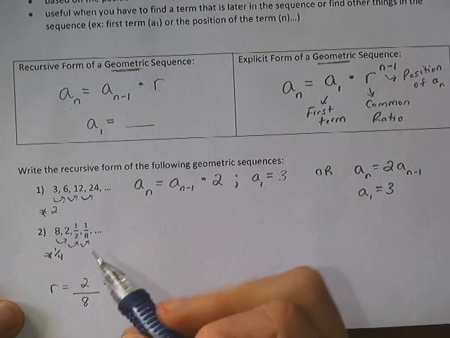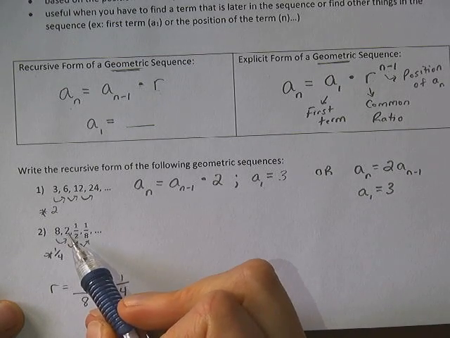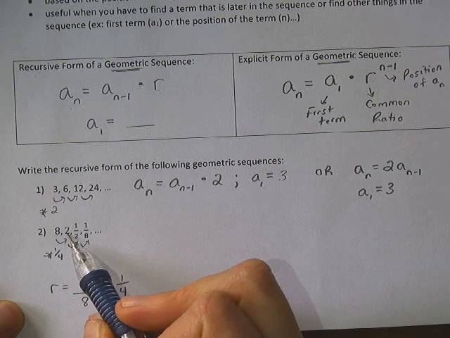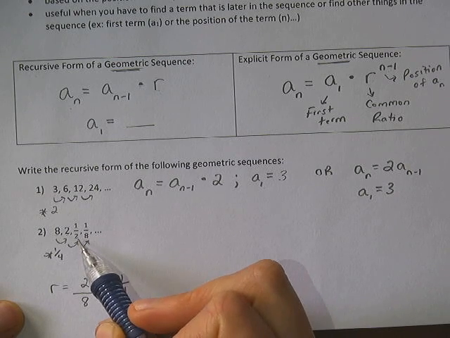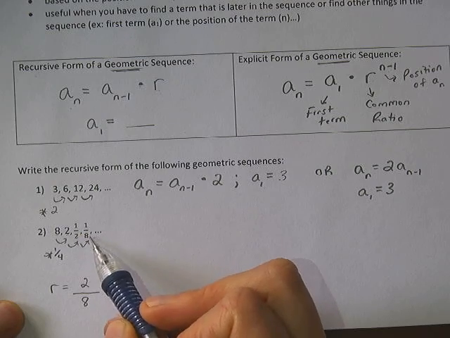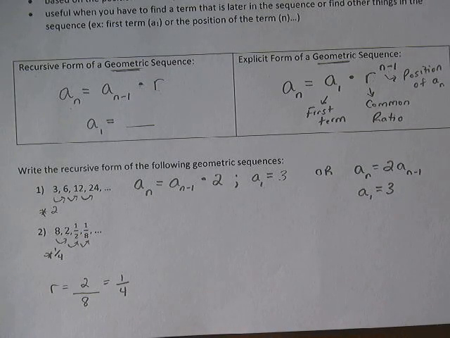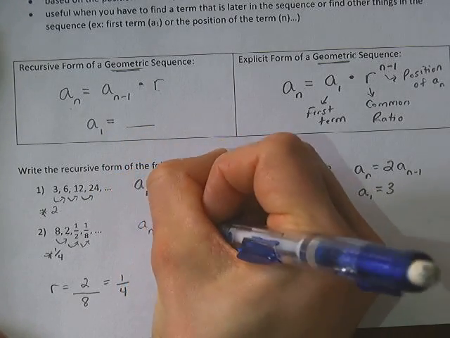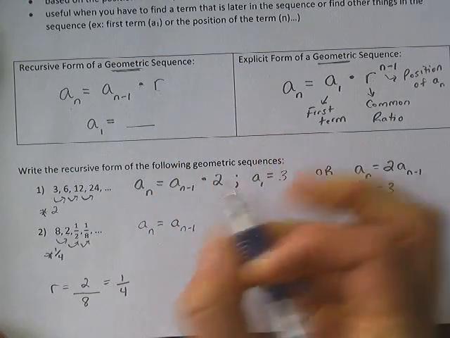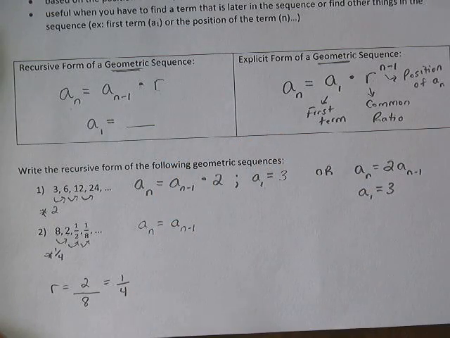And so if I check it, 8 times 1/4 gives me 2. 2 times 1/4 gives me 1/2. And then if I multiply this by 1/4, I will get 1/8. So that means it's geometric. And so then to write the recursive formula, you take a sub n equals a sub n minus 1. Notice that part is always the same for these.